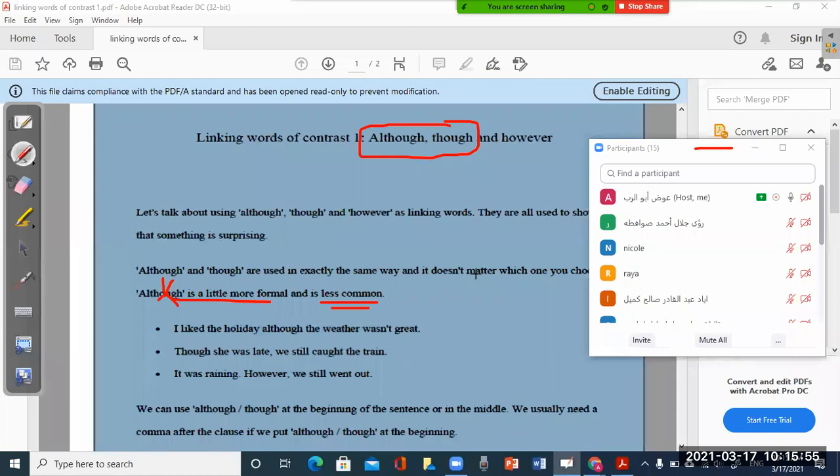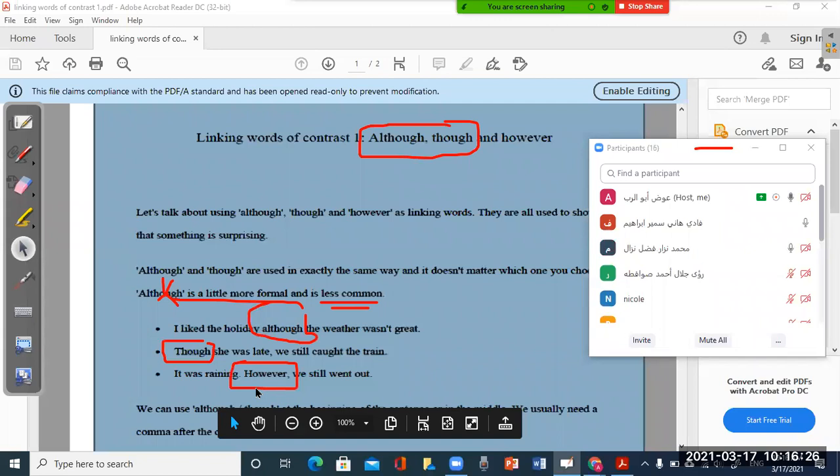Can you read the examples, Fadi? I like the holiday, although the weather wasn't great. Though she was late, we still caught the train. It was raining, however, we still went out. Now, where did we use the linking words according to example 1? In the middle of the sentence. And example 2? The beginning of the sentence. Okay, at the beginning of the sentence.